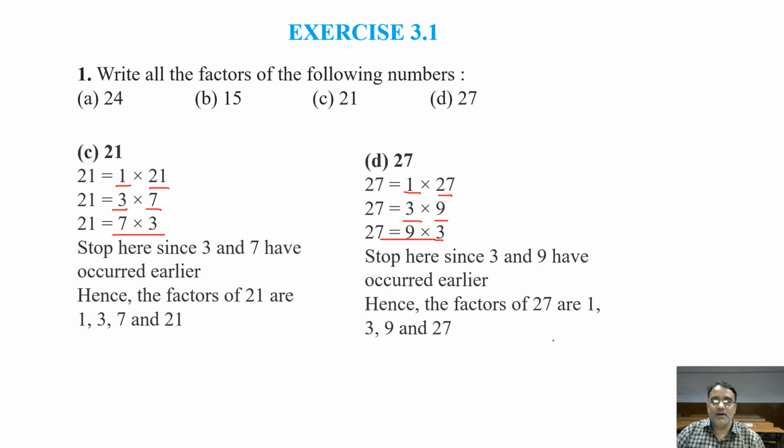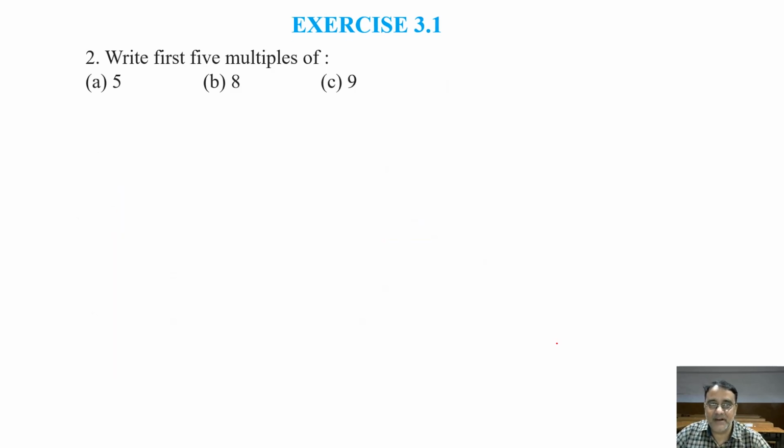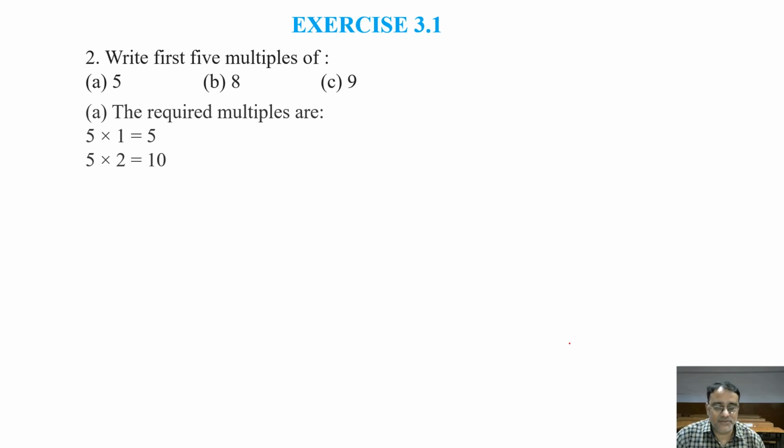So now we are moving toward the next question. Write 5 multiples of 5, 8 and 9. So let us start with 5. Multiplication table ही लिखना है. 5 into 1, 5. 5 into 2, 10. 5 into 3, 15. 5 into 4, 20. 5 into 5, 25. So 5, 10, 15, 20, 25 are the multiples of 5. First 5 multiples बोला है, otherwise 100 also is a multiple of 5.